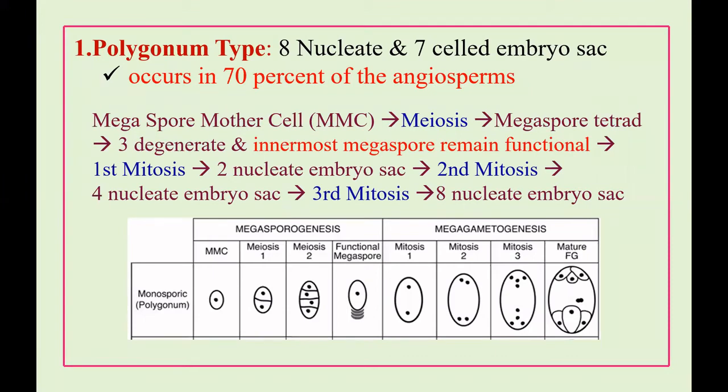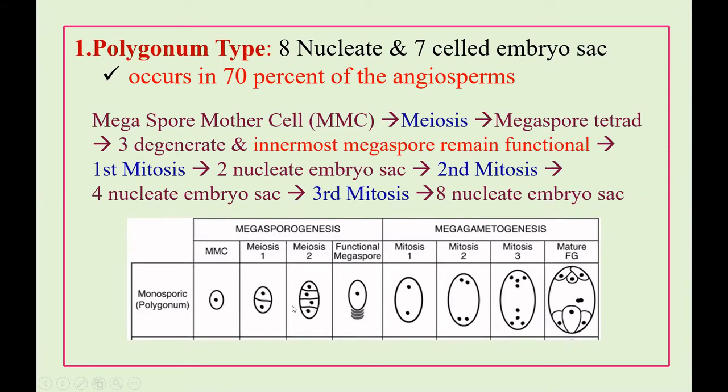It was first described by Strasburger in 1879. Here, the embryo sac is formed by the megaspore at the chalazal end, and the rest of the tetrad degenerates. This type of embryo sac is very common in angiosperms, about 70% of angiosperms show the Polygonum type of embryo sac development. Look at the megaspore mother cell.